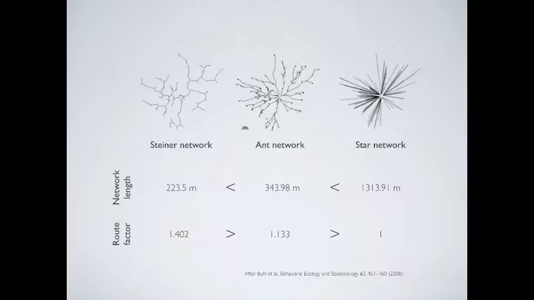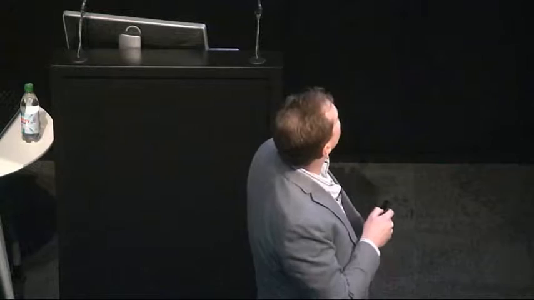I don't know if you've done some network analysis here. I'm not very familiar with what everybody does here. But there are two extremes, if you want, when you want to connect a central point to all the resources in the environment. One is what we call the Steiner network, which is basically the smallest network possible that will connect all the dots in your network. So if you want, it's the most economical network you can possibly build, the cheapest one.